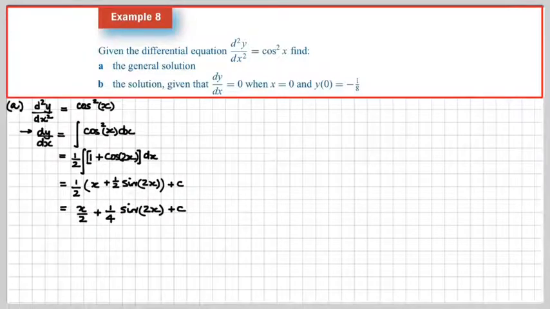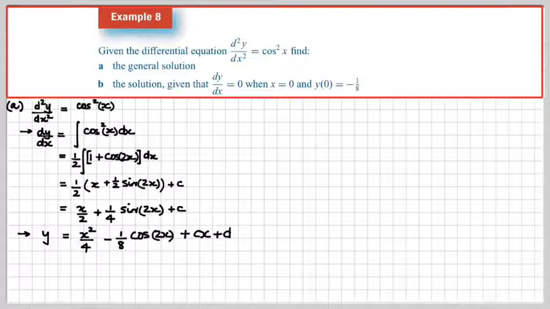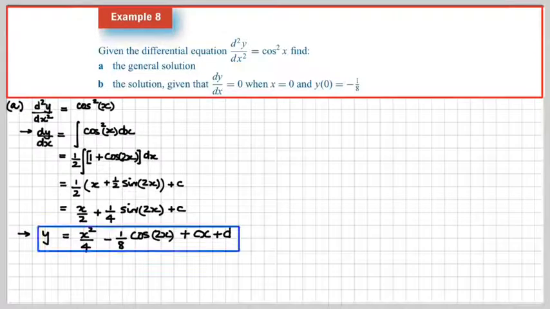That looks good to me. Now that's really easy to anti-diff, isn't it? Yeah, so let's do that. That's x squared over 4 minus 1/8 of cos 2x plus cx plus d, where c and d are any real numbers. I think that deserves a box. Hello, Mr. Box. Hello again.